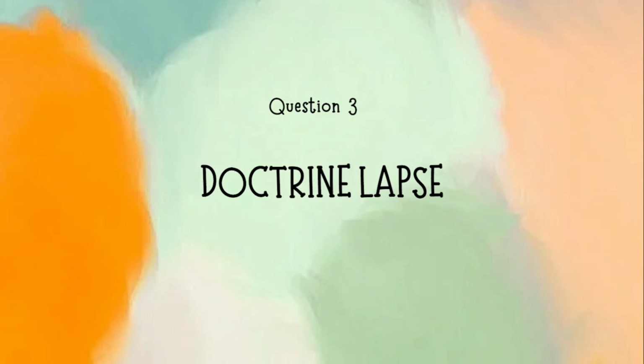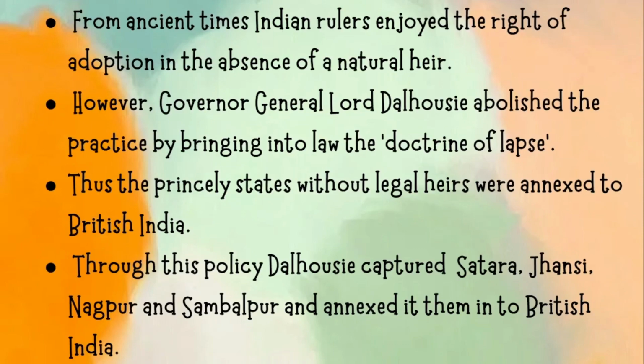Question number 3. Doctrine of lapse. From ancient times, Indian rulers enjoyed the right of adoption in the absence of a natural heir. However, Governor General Lord Dalhousie abolished the practice by bringing in the doctrine of lapse. Therefore, the princely states without legal heirs were annexed to British India. Through this policy, Dalhousie captured Satara, Jhansi, Nagpur and Sambalpur and annexed them into British India.